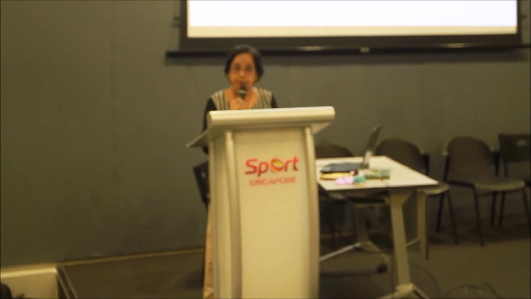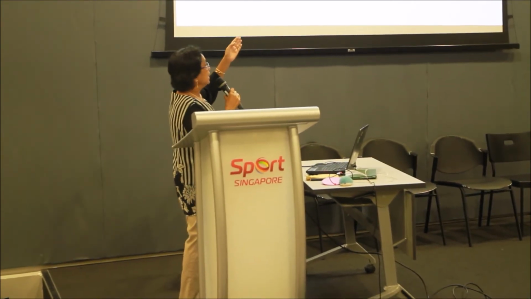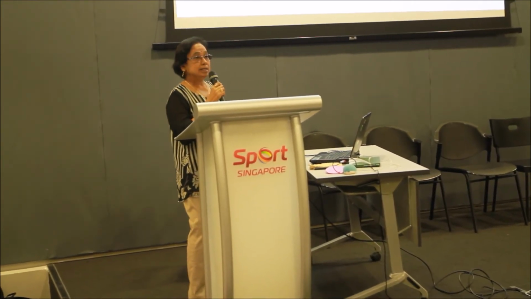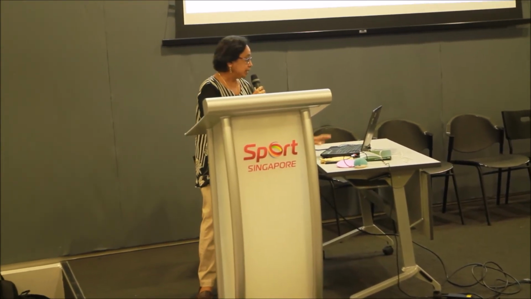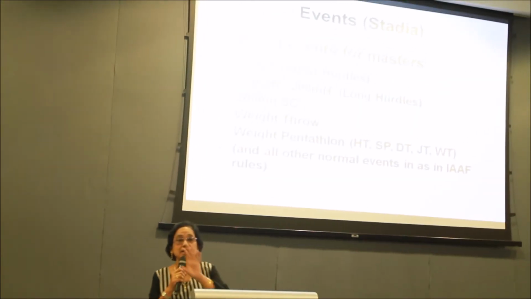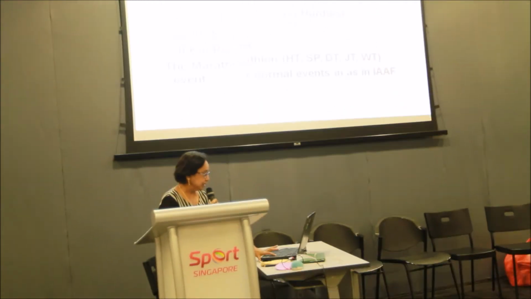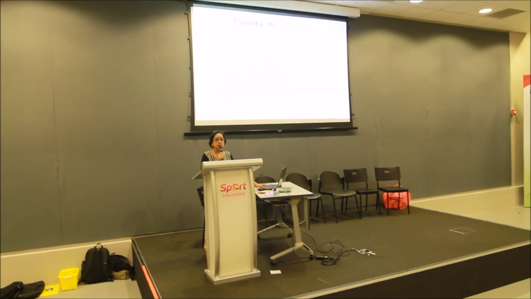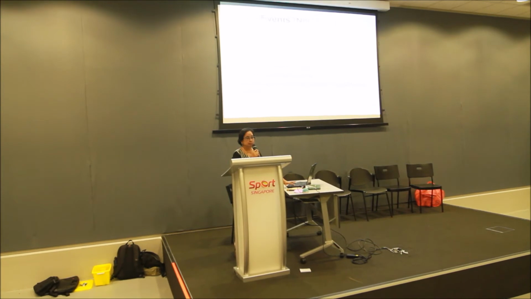And then they also have the weight pentathlon. Pentathlon means how many events? 5 events. Heptathlon, 7. Decathlon, 10. So here they have a pentathlon of 5 events: the hammer throw, shot put, discus, javelin and weight throw. And all other normal events. So these are the differences between the normal athletics and the masters athletics. And of course, we also have non-stadia events, marathon, half marathon and so on.